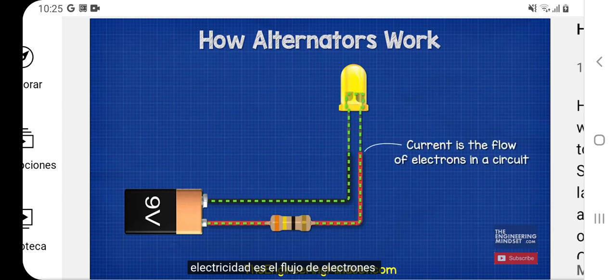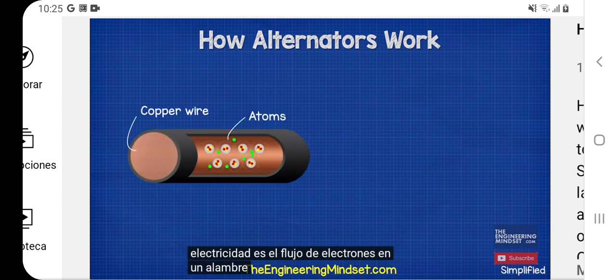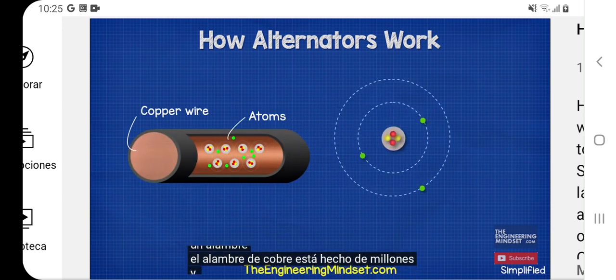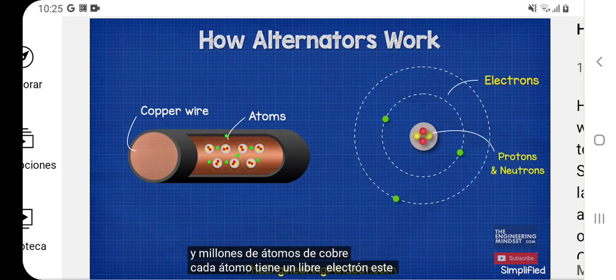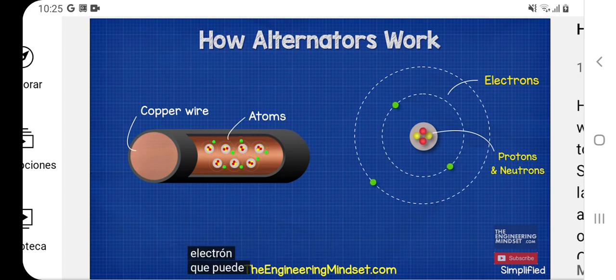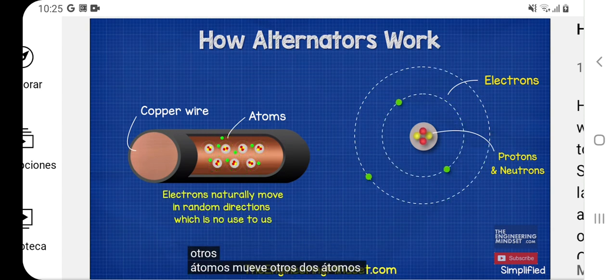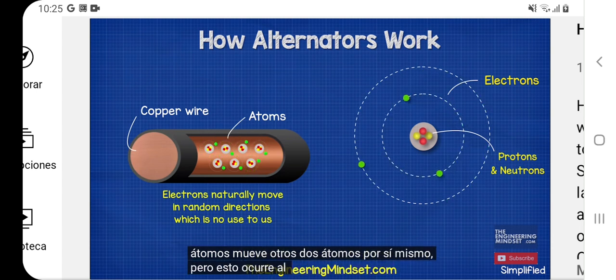Electricity is the flow of electrons in a wire. The copper wire is made from millions and millions of copper atoms. Each atom has a free electron. This is an electron which is able to move freely between other atoms. It does move to other atoms by itself, but this occurs randomly in any and all directions, which is of no use to us.